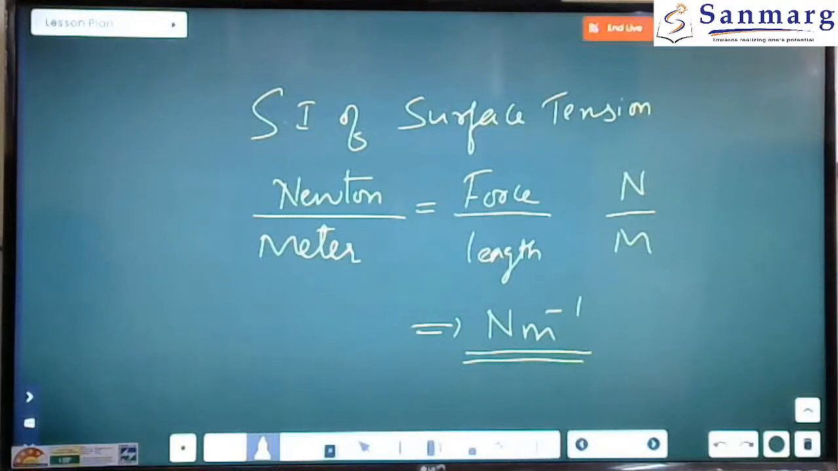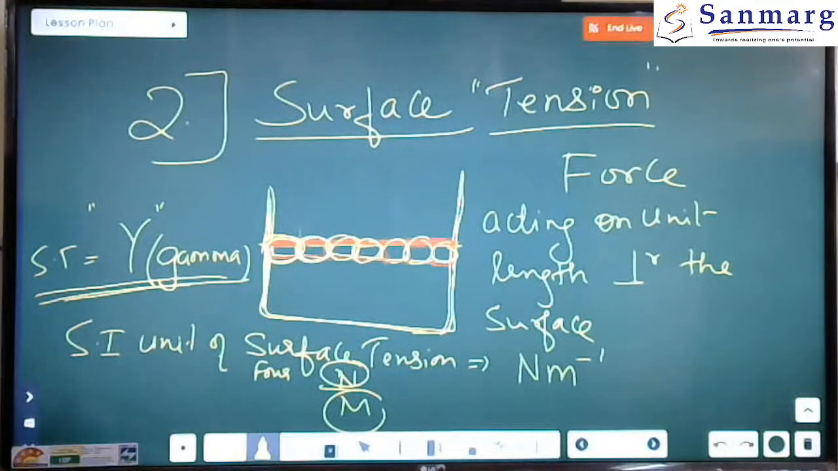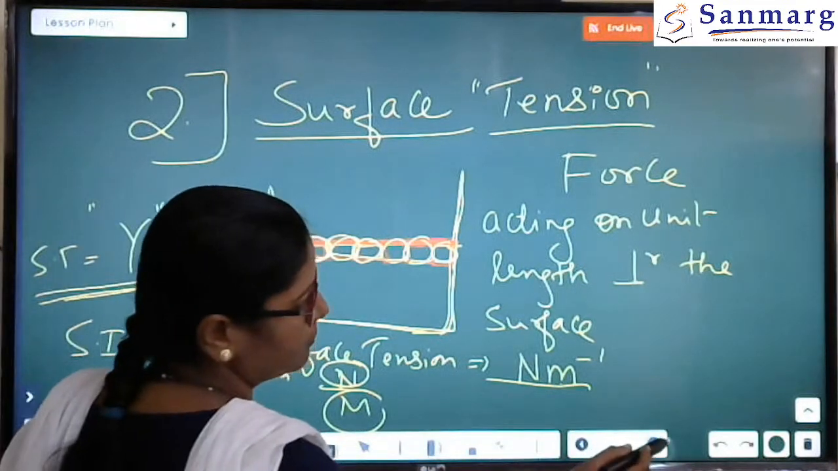Force acting per unit length, what is the definition? Force acting per unit length perpendicular to the line drawn on the surface of a liquid is called surface tension. It is denoted by gamma. The SI unit is Newton per meter. Newton is a unit of force and meter is the unit of length.